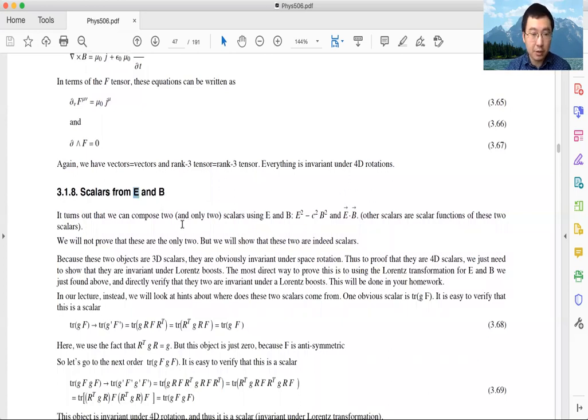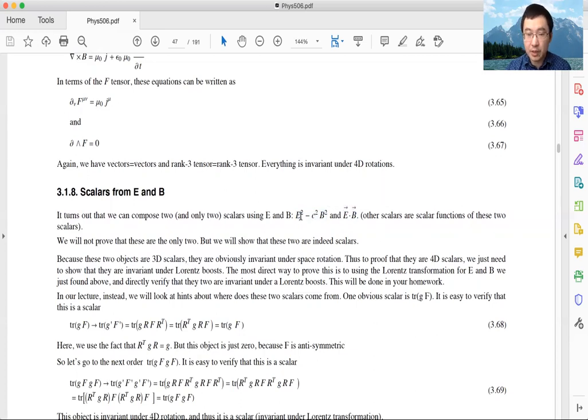Okay, so E and B field. The focus of this section is that we want to use the E and B fields to build two scalars. Actually, in your homework, you will check this. We will show that this object, E squared minus B squared, with coefficient c squared, and E dot B.